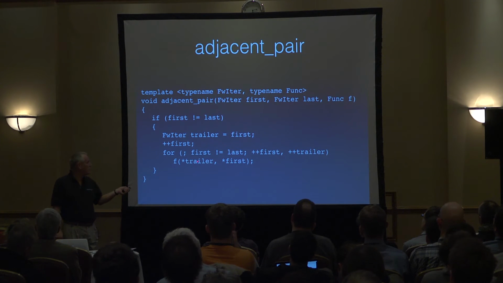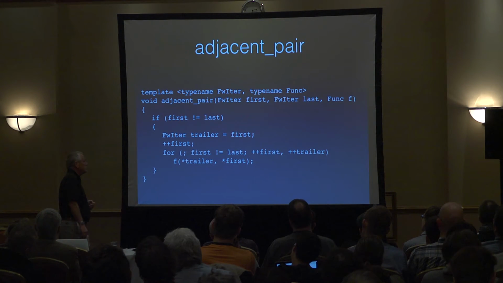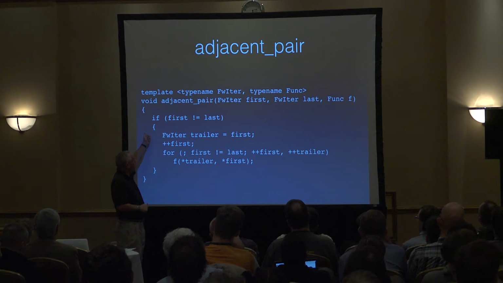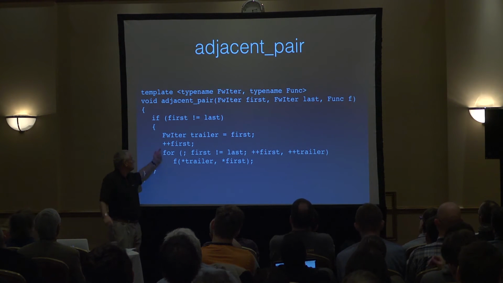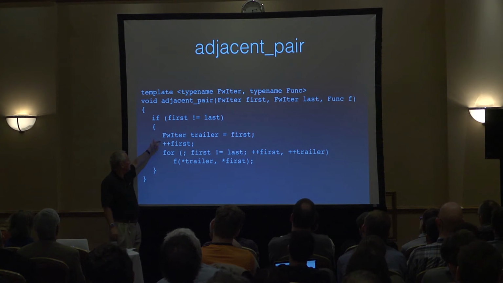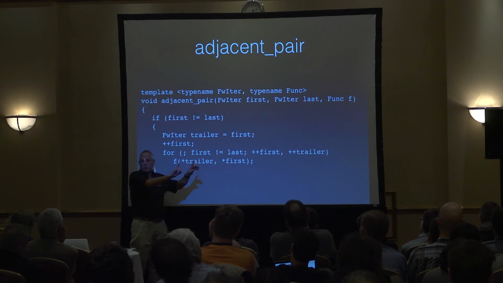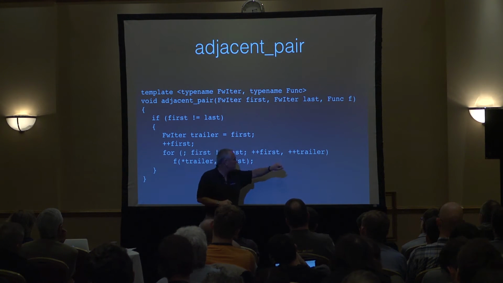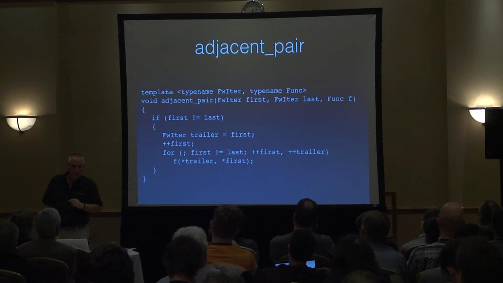with the things that trailer and first point to. So let's think about this. Again, we'll just do 1, 2, 3. First points at 1, last points at just past 3. We go here, we say trailer points at 1, we increment first, it points at 2. And then we call this with 1, 2, 2, 3. And then the next time, we increment both of these, and now first is pointing at the same as last, and the loop condition is satisfied, and we drop out.